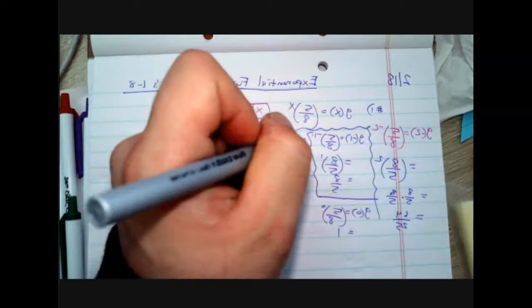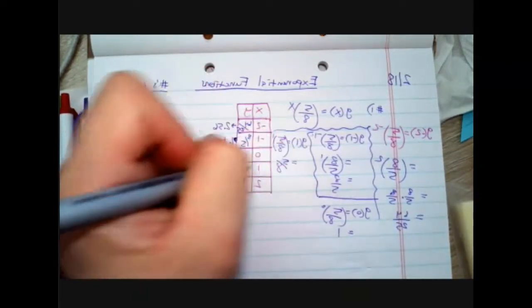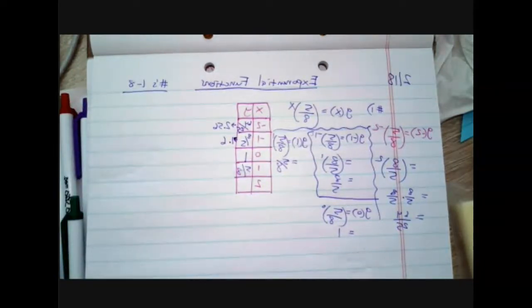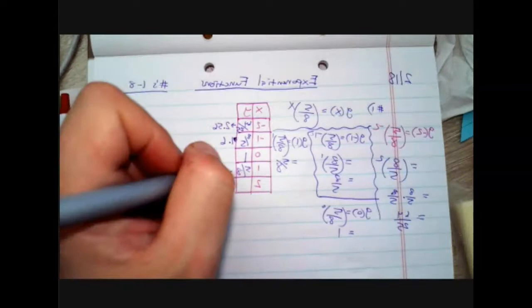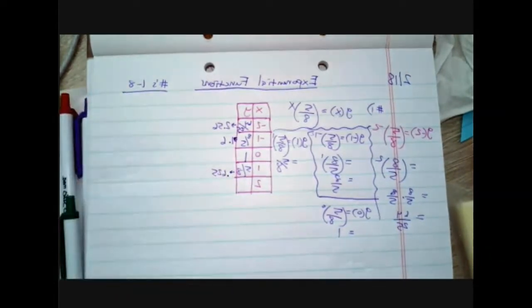Next, this one will be easy, g of 0, because anything to the 0 power is 1. So 5/8 to the 0 power is 1. Now I'm going to plug in a +1. G of 1 equals 5/8 to the 1st power, which is simply 5/8, because anything to the 1st power won't change. I know 5/8 is a little more than half, and it technically is 0.625 if you want to make it a decimal.